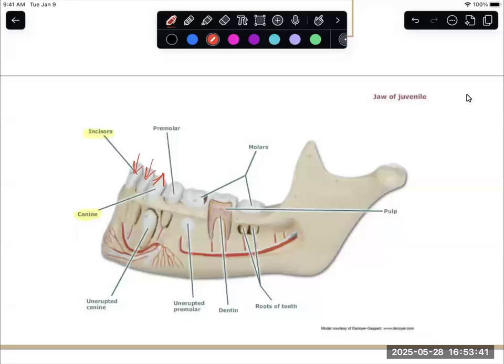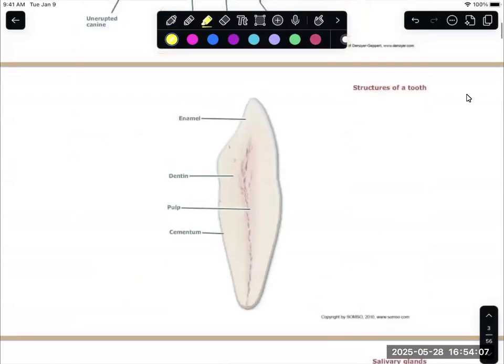From there, we have premolars. We have one premolar before we get to three molars here. This is, if you notice, a juvenile, so it's a child. So you can see teeth that have not come up yet. Children tend to, or do, have fewer teeth than adults.